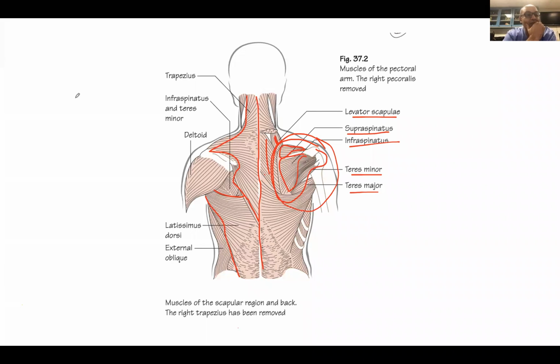So extrinsic muscles go from the trunk to the upper limb, and intrinsic muscles from one part of the upper limb to another part. So what is the difference between intrinsic and extrinsic? I said it so many times, Ahmed. Intrinsic means dakhili, extrinsic means kharji.